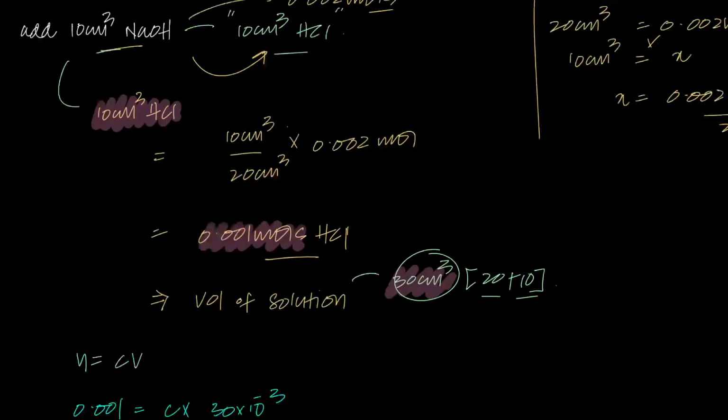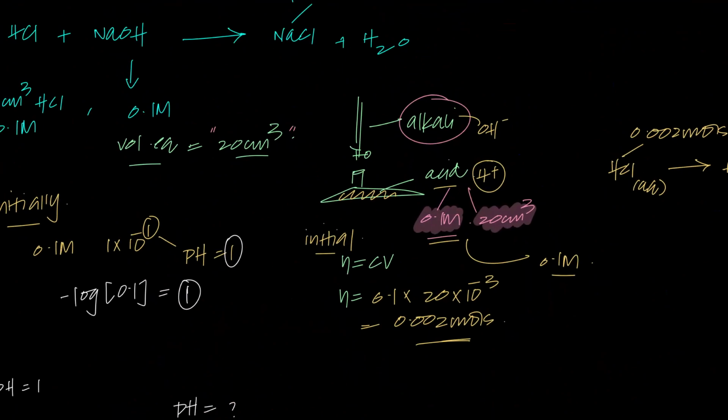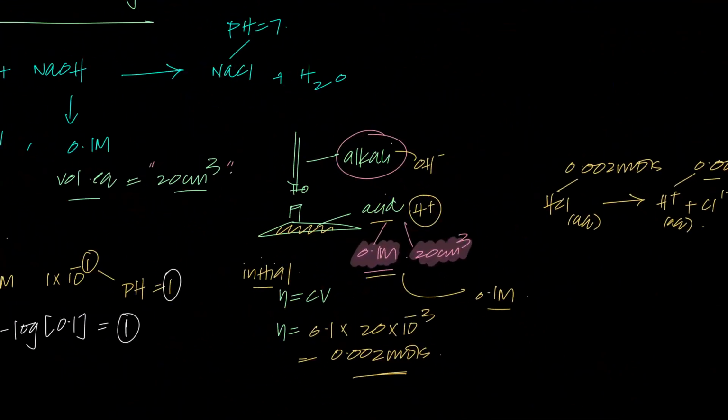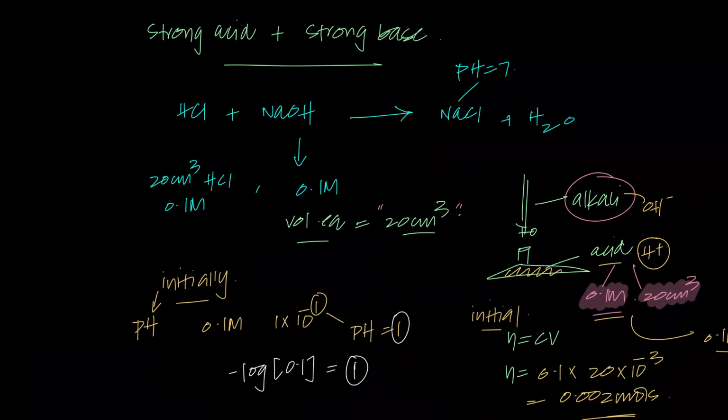Again, it's the same idea that we used right here. Initially, how many moles of alkali did you guys have? 0.1 was the concentration of the alkali right here, and the equivalence point volume was 20 cm³. So now if you've added 10 more cm³, what would be the moles? Initially, can you tell me the moles right here at 20 cm³? You guys can calculate the moles.